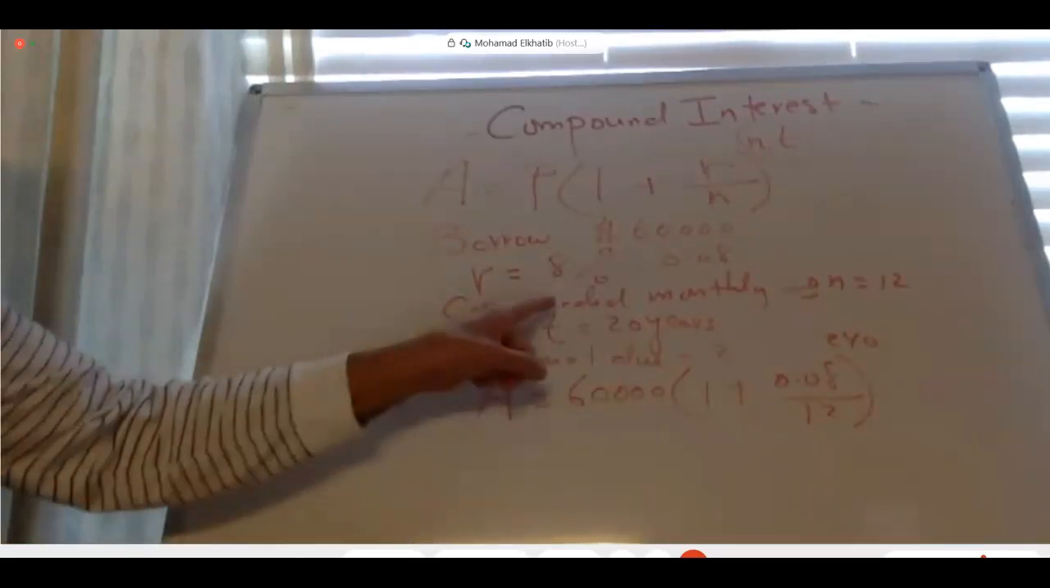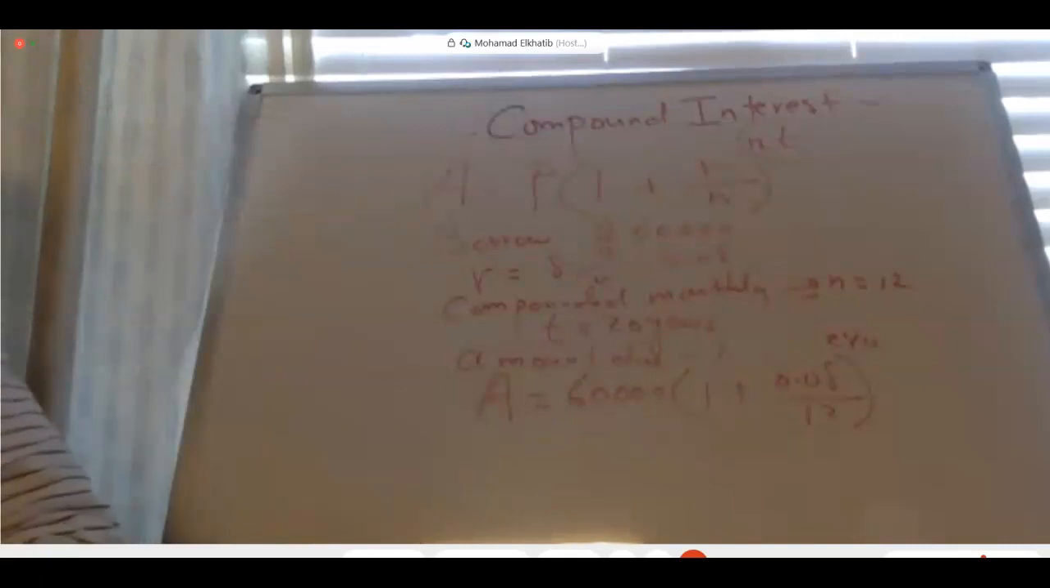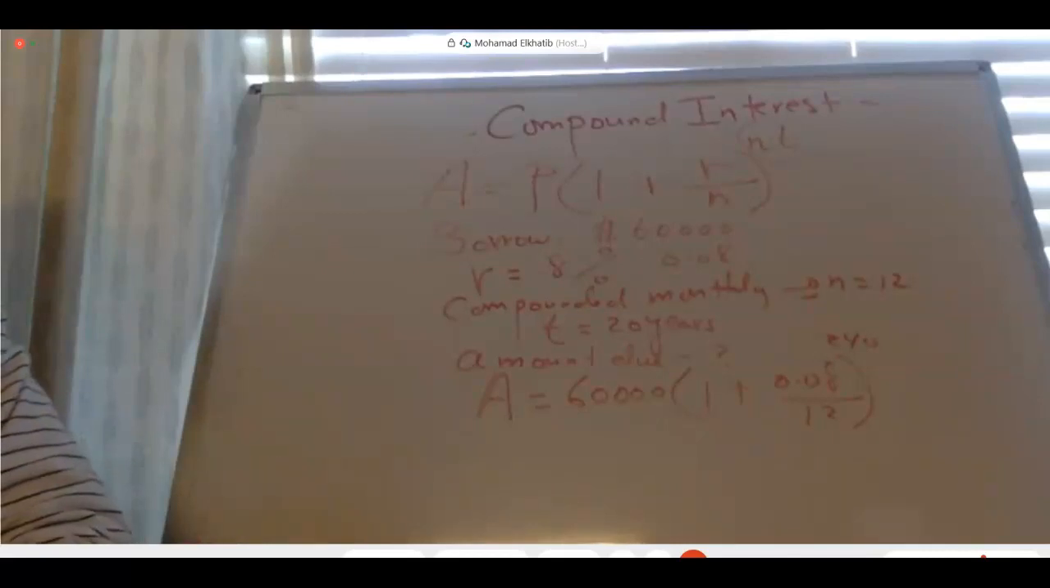N is 12. T is 20. N times T. 12 times 20, I get 240. Do you understand now better? Okay, it's just times, the number of times, right? That's right. You get it now? Yeah.